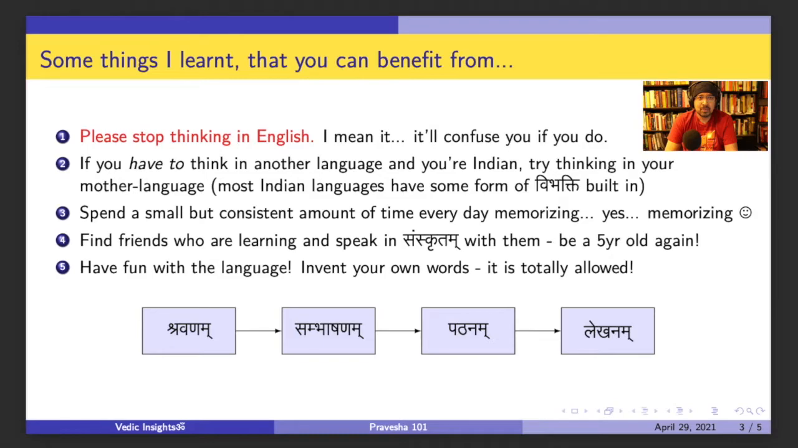Definitely, having a group of people who are learning to speak in Sanskritam would be amazing. This is one thing I benefited from a lot and I'm still benefiting from. It's better to find people who are in the same boat, because you don't get this feeling of, oh my god, it's so awkward to speak in Sanskritam and I'm making a lot of mistakes. Find people who are equally passionate about the subject, and you can definitely pick up the language faster. Yeah, don't judge. Be a 5-year-old again and have fun with the language.